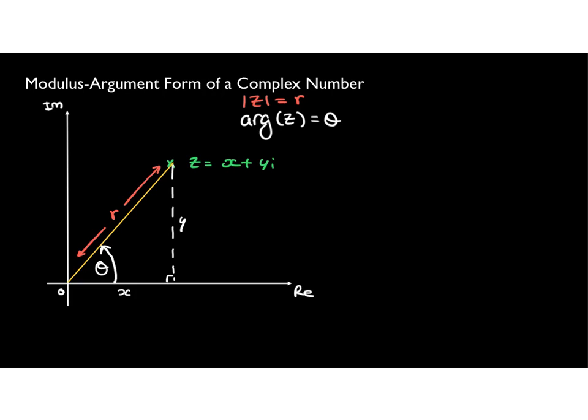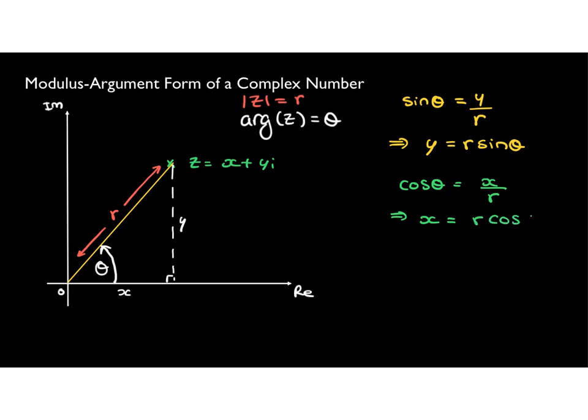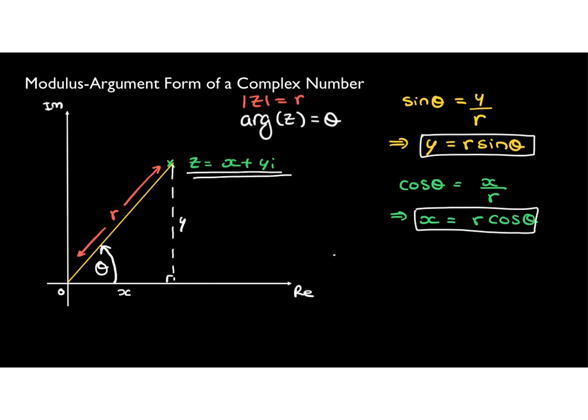Now, applying some very basic trigonometry, we can say that sine theta is equal to the opposite, y, divided by the hypotenuse, r. So I can rearrange that to tell me that y is equal to r multiplied by sine theta. And cos theta is equal to x over r. And again, we can rearrange that very simply to give us x equals r cos theta. Now, what can we do with these two results here?